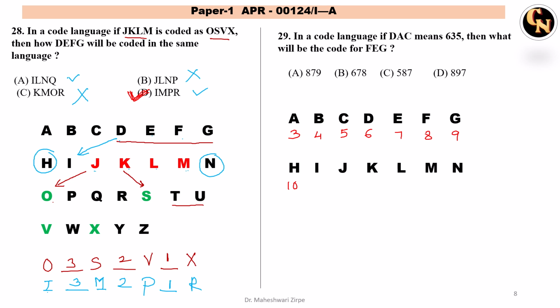Now what we have to code is E, G, F, E, G. F, E, G. Now what is F? F, E, G can be written as F, E, G. So let us take the letters. For F it is 8, E it is 7 and G it is 9. So my number is what? 879. That is option A, my correct option.